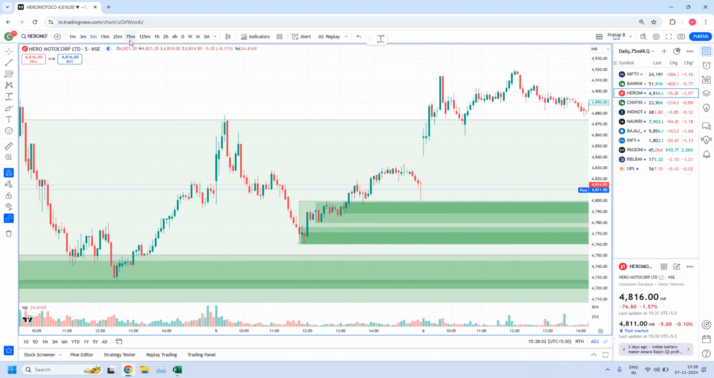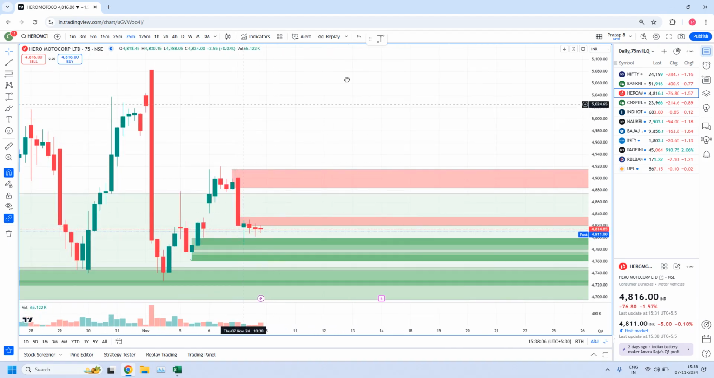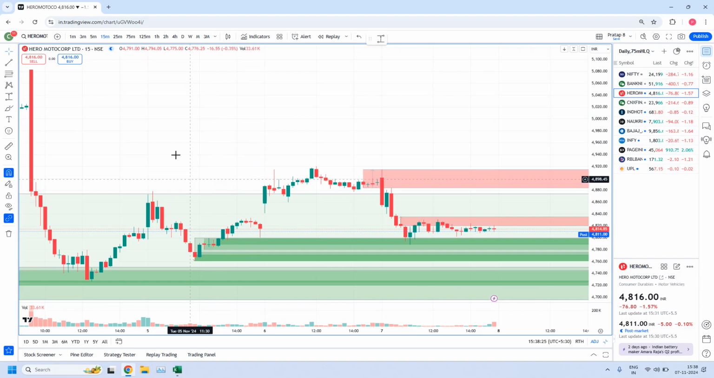Now let me again go to the 75-minute time frame. See, recently when prices entered into this zone, picked up the orders while moving up, it created a drop, base, rally. This is the 75-minute zone. This is the new order flow in the recent time. Drop, base, rally. Within this drop, base, rally, we have two 15-minute zones.